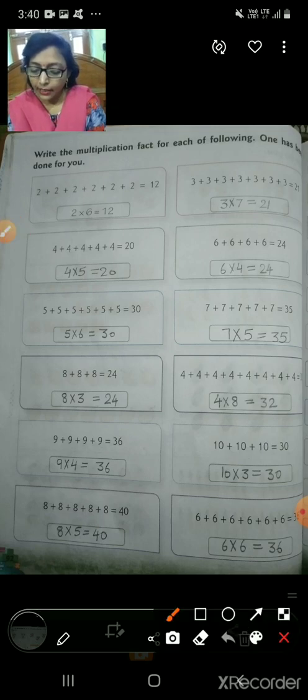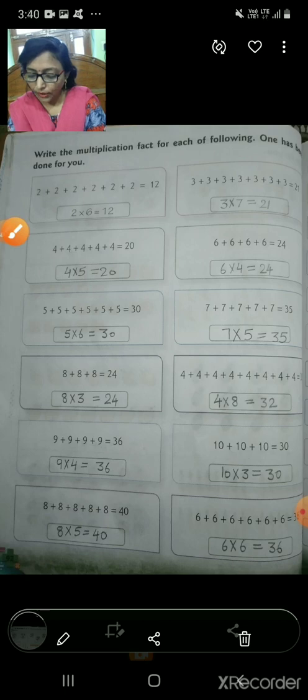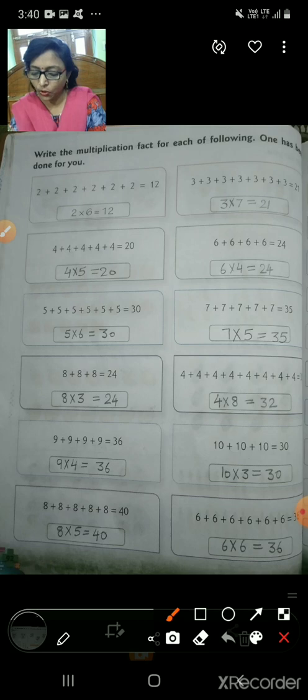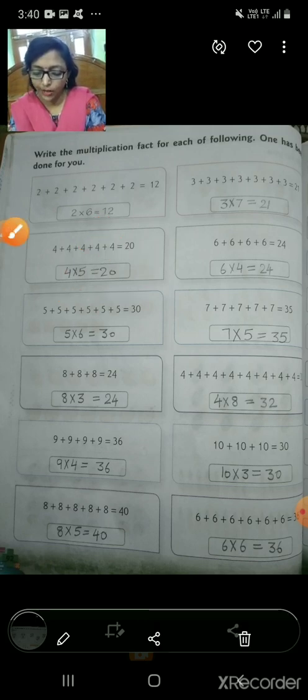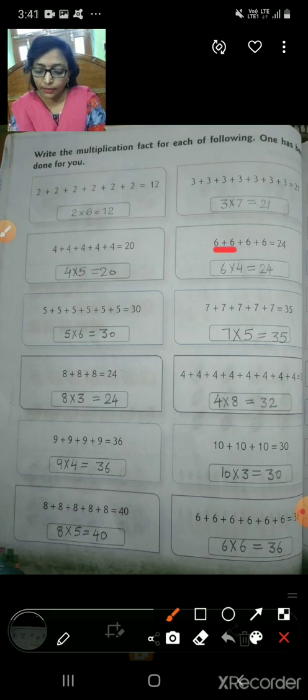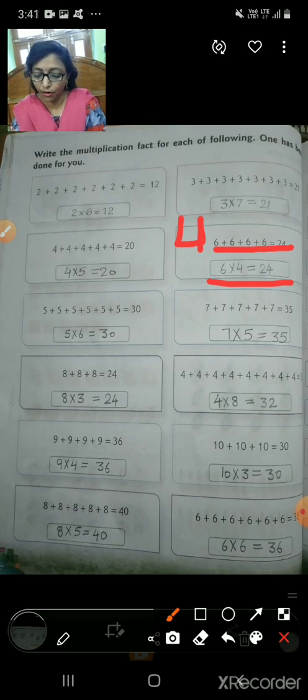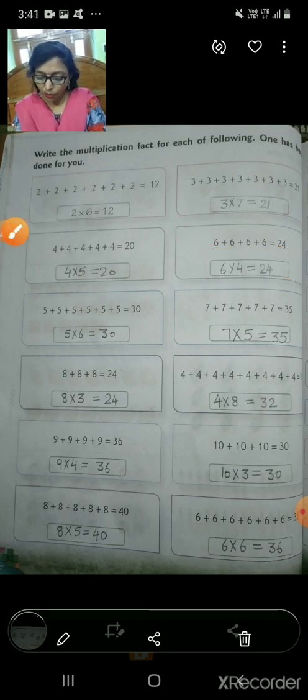In the second box you can see 3 has been written 7 times. So you will write here 3 into 7 is equal to 21. Like this, in the third box 4 has been written 5 times. So you will write here 4 into 5 is equal to 20. And in the fourth box you can see 6 has been written 4 times. So you will write here 6 into 4 is equal to 24. Like this you will solve the other boxes' problems.